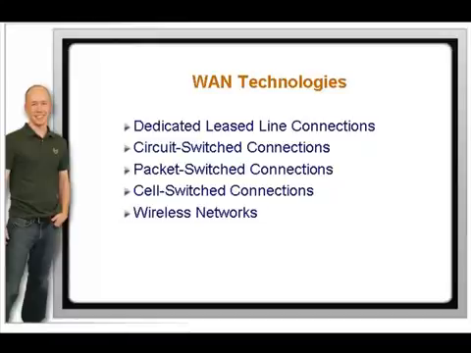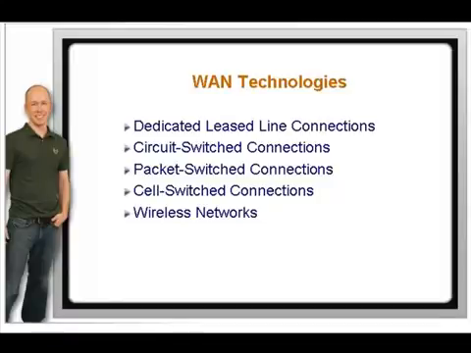For the CCNA exam, you need to be familiar with 4 types of WAN connections and the protocols associated with them. There are 4 major WAN connection types: dedicated leased line connections, circuit switched connections, packet switched connections, and cell switched connections.